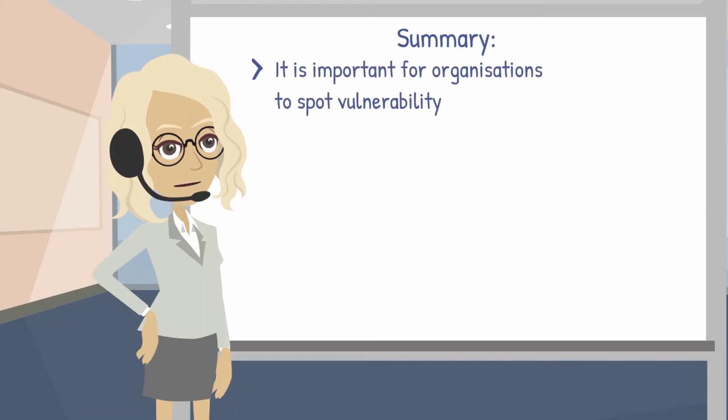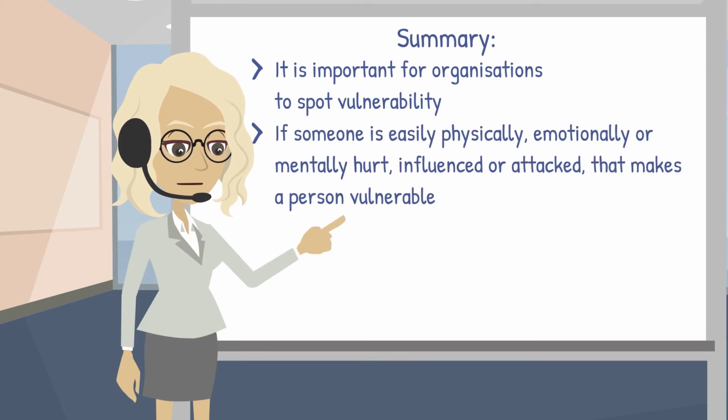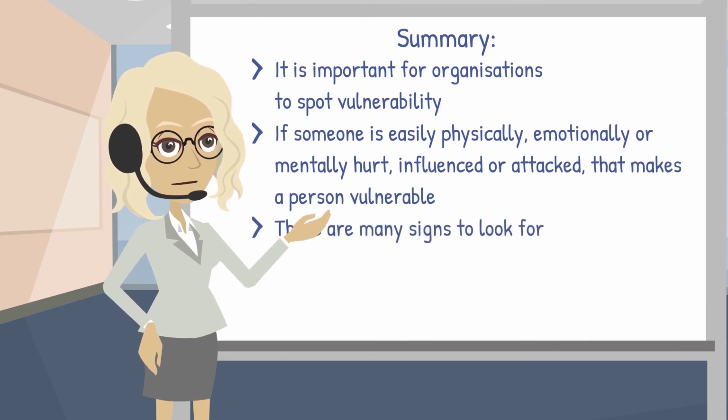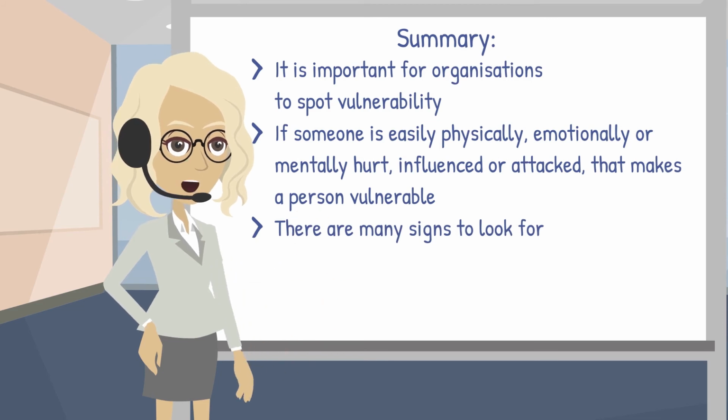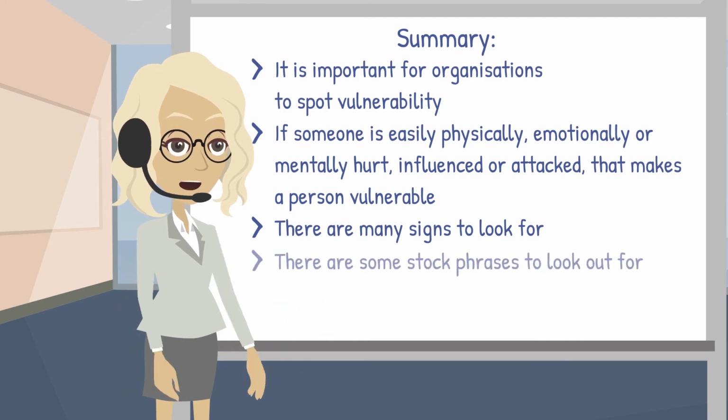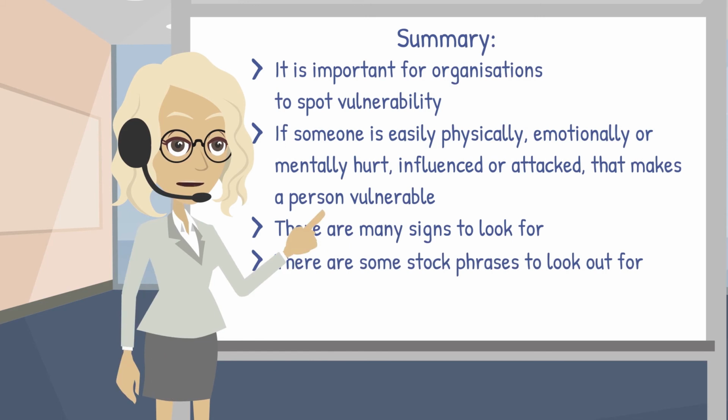Summary. In this module, we have learned that it is important for organizations to spot vulnerability in their customers to protect the customer and the organization. That if someone is easily physically, emotionally, or mentally hurt, influenced, or attacked, that makes a person vulnerable. That there are many signs to look for in what a person says, the tone in which they say it, their pauses and hesitations, in their mood, and in their levels of anxiety. That there are some stock phrases to look out for, providing more clues as to whether a person is vulnerable.